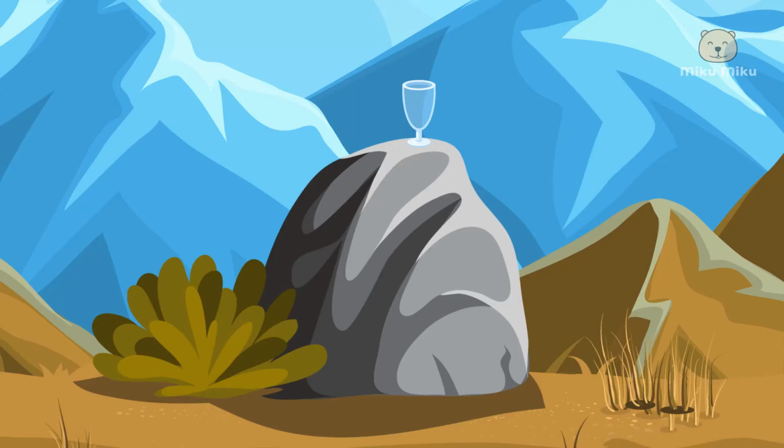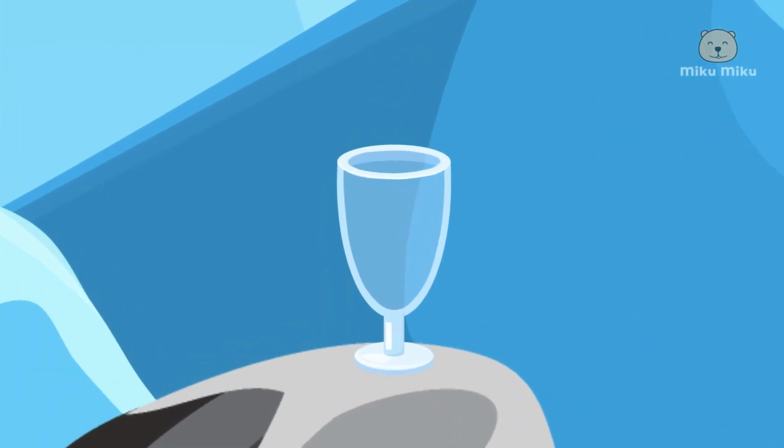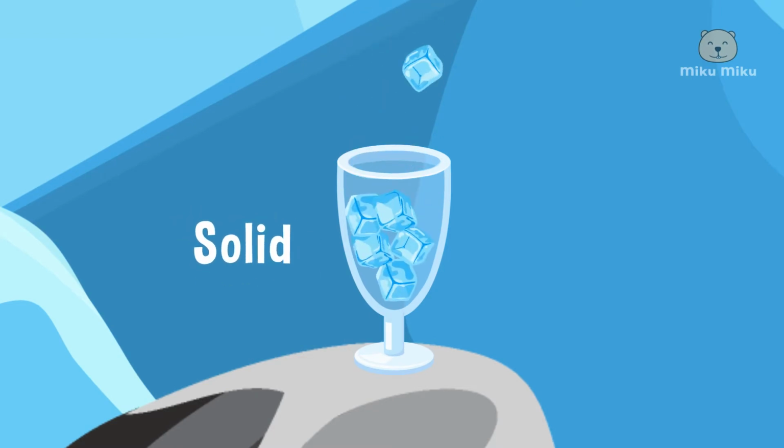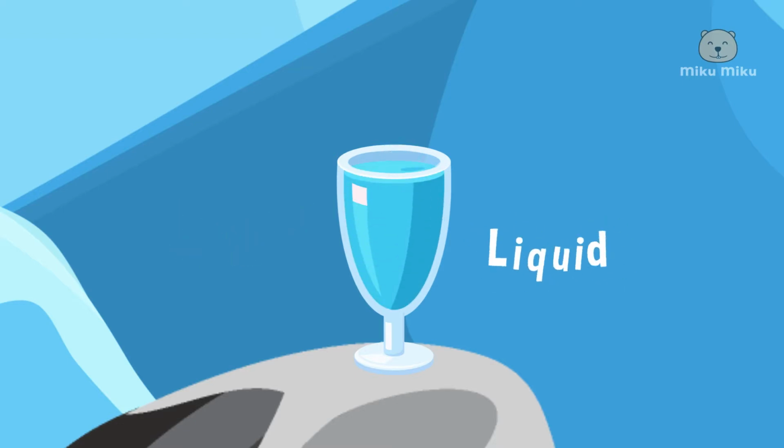This rock is a solid. The glass on top is also a solid. The ice cubes in the glass are all solid right now. But when the ice cubes melt, they become water. Water is liquid. The solid changed into liquid.